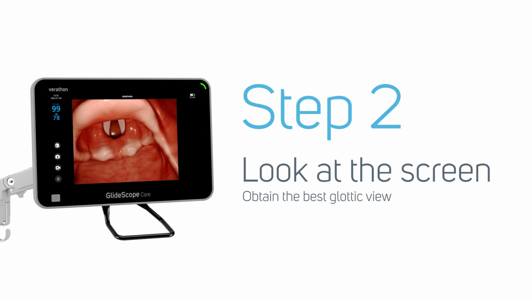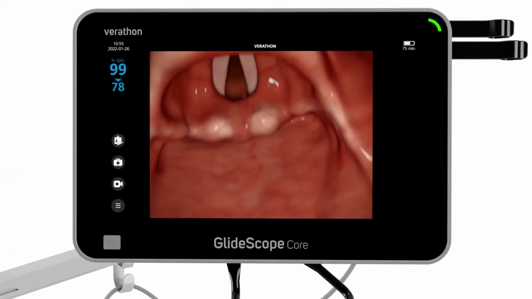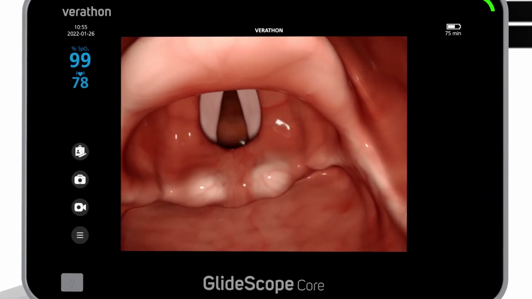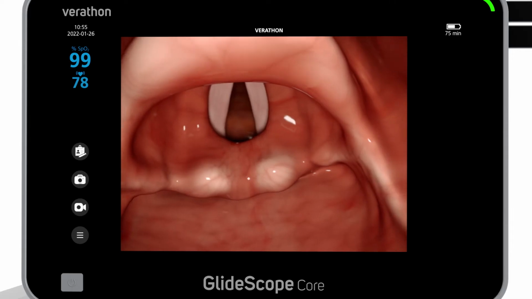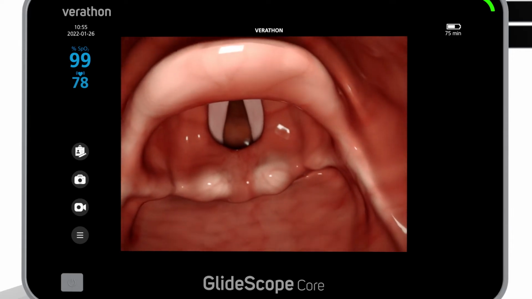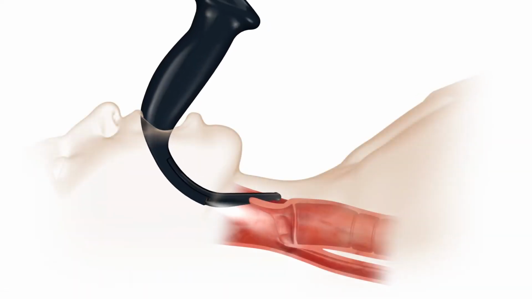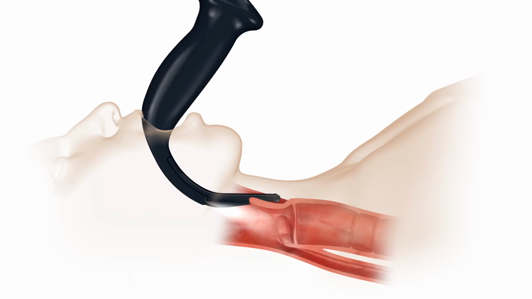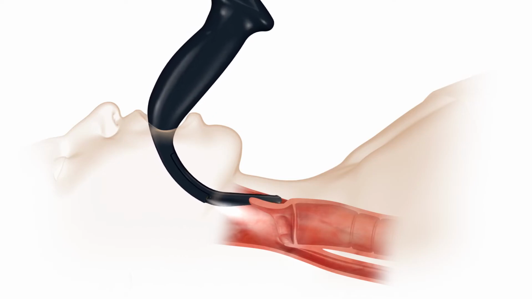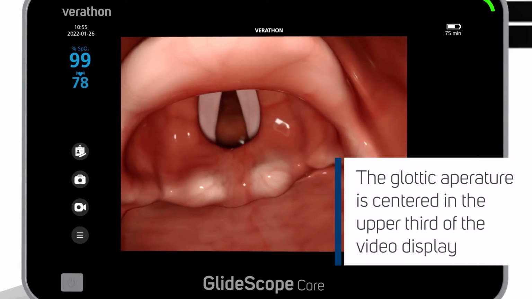With the hyperangulated blade inserted, look to the monitor to identify the epiglottis. Then manipulate the scope to obtain the best glottic view. The glottic view is optimized by a combination of advancing or withdrawing the laryngoscope slightly, while increasing or decreasing the tilt to seat the device in the vallecula. When the GlideScope videolaryngoscope is appropriately positioned, the glottic aperture is centered in the upper third of the video display.